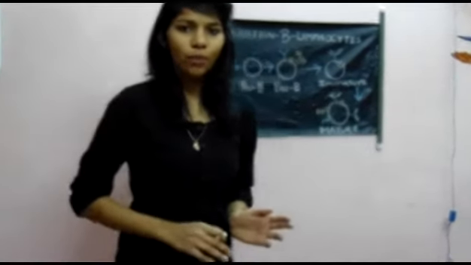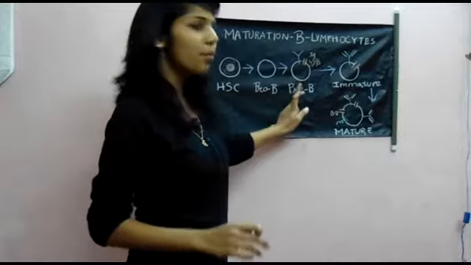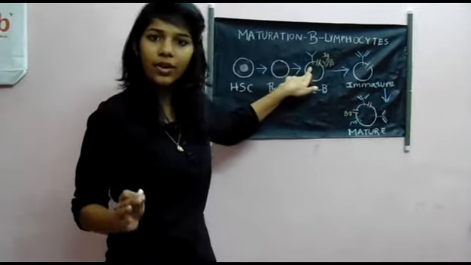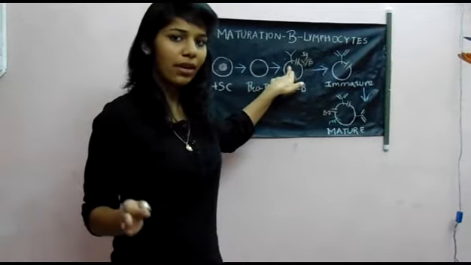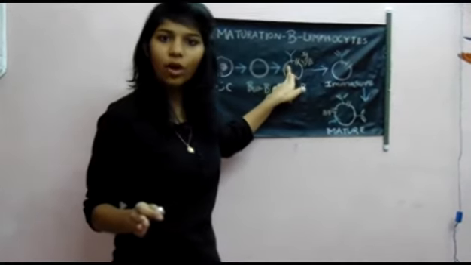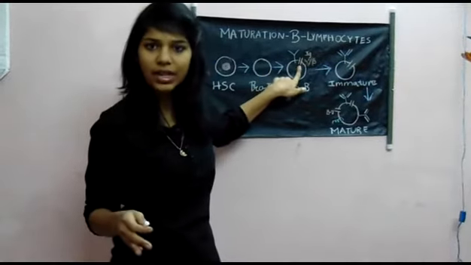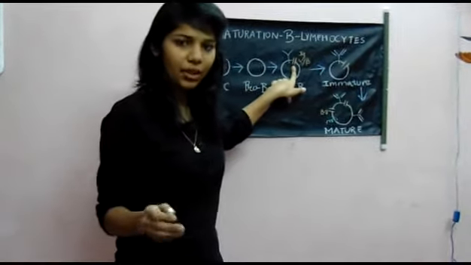Now this pro-B cell stage is converted into the pre-B cell stage, where we have the heavy chain of the immunoglobulin being incorporated into the cell membrane of the pre-B cell. Along with this, you have two transmembrane molecules, Ig alpha and Ig beta.